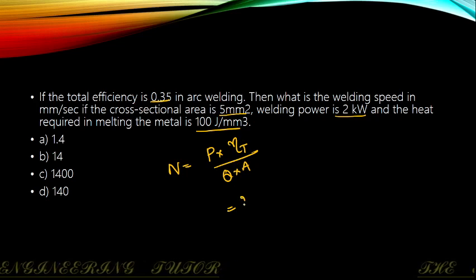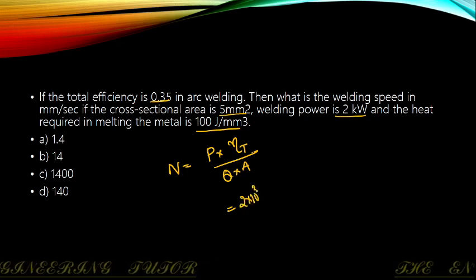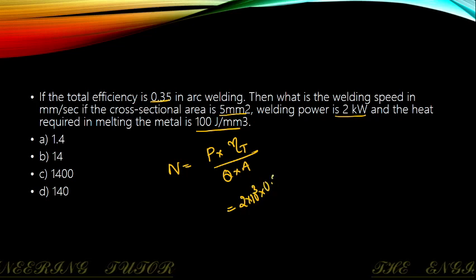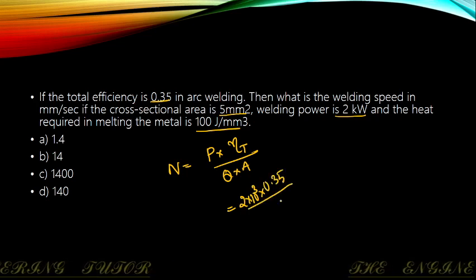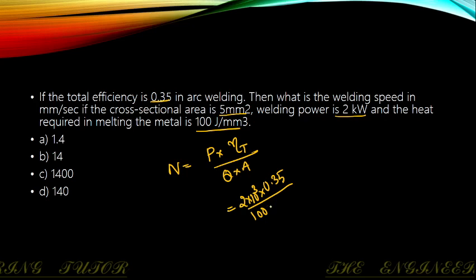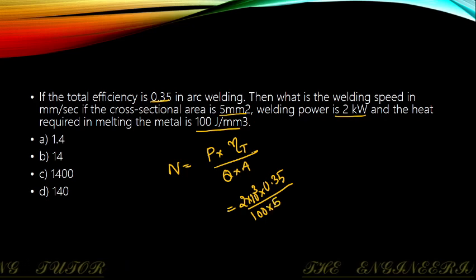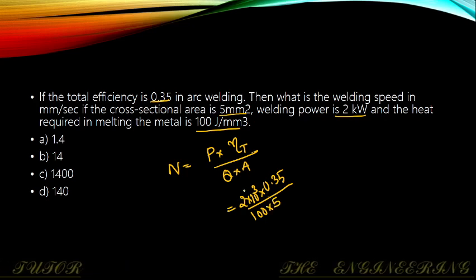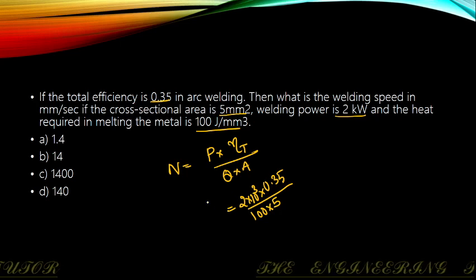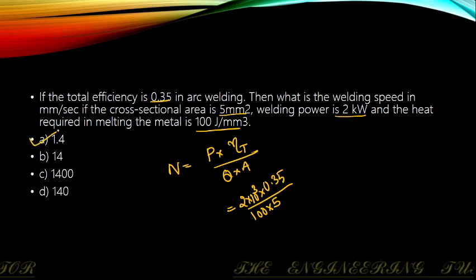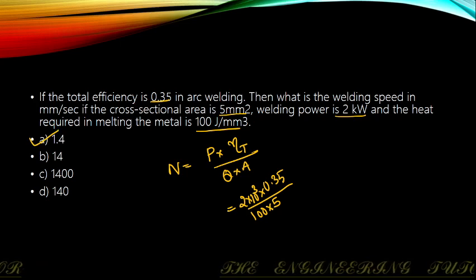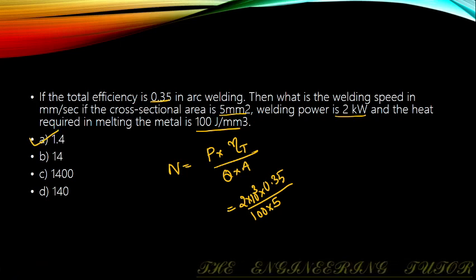So it will be 2 into 10 raised to 3 into 0.35 divided by 100 into 5. So you will get the answer as 1.4. So the total answer obtained is 1.4.